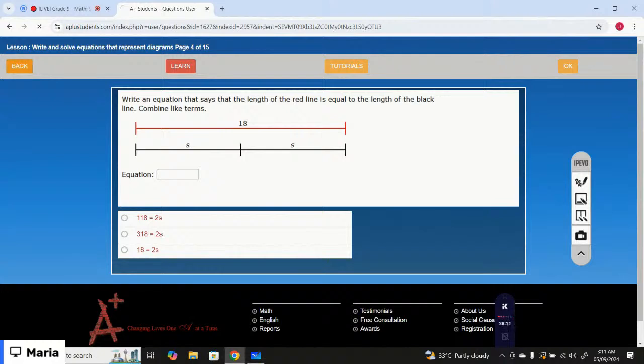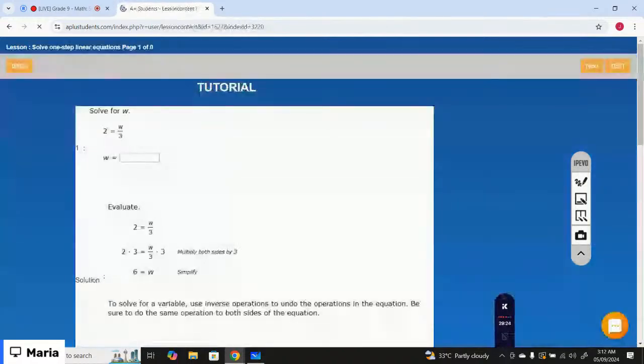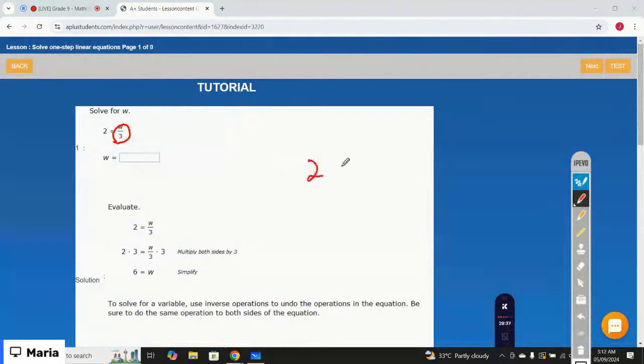And the next lesson is solve one-step linear equations. Let's start with the lesson. So solve for w. You are given the equation, you need to solve it for w. So you have 2 equals w divided by 3, right? So you need to move that 3 to the other side because you need to find the value of w. So 3 is dividing here, right? That means you are going to multiply 3 on both sides, right? 3 times 1 is 3, so w equals 3 times 2 is 6. So the correct option is w equals 6.